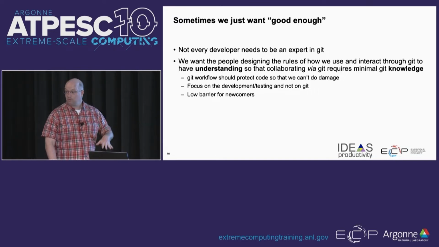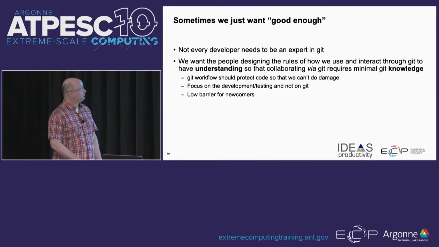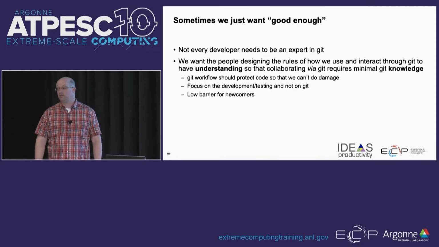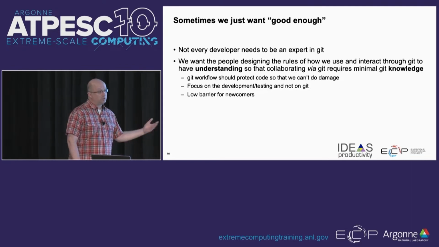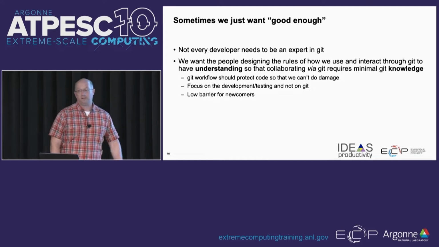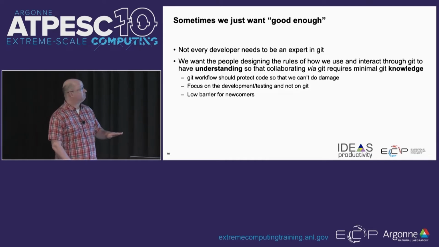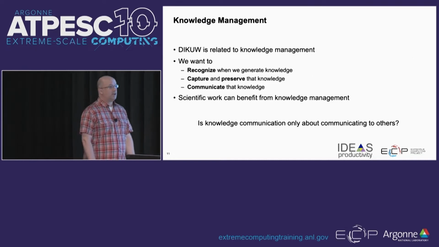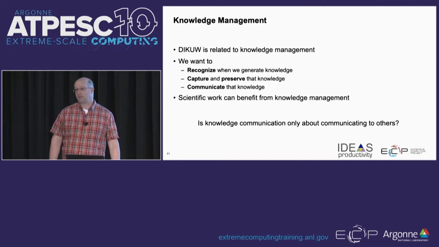They can have a minimal amount of Git knowledge, use Git in a nice, respectable way, following those rules, and hopefully they won't do any damage, which is great because then all of those other developers can concentrate just on what they want to do, which is develop and test the code, for instance. And if we have newcomers coming in, the bar for entry is hopefully fairly low because they don't need to be experts in Git.